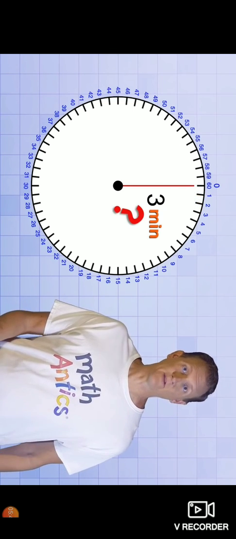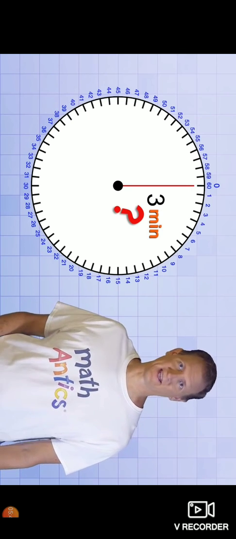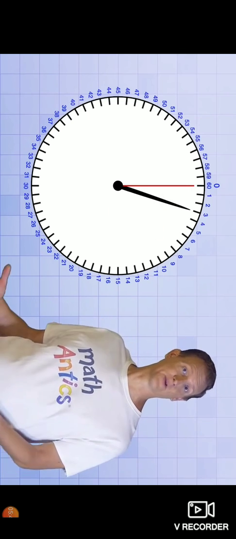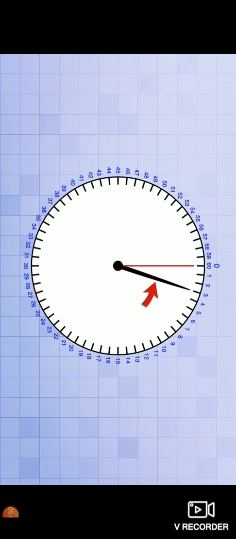But how are we going to keep track of those minutes? Well, that's where the minute hand comes in handy. So let's add it back to our simple clock. The minute hand works a lot like the second hand. The main difference is that it travels slower, 60 times slower to be exact.